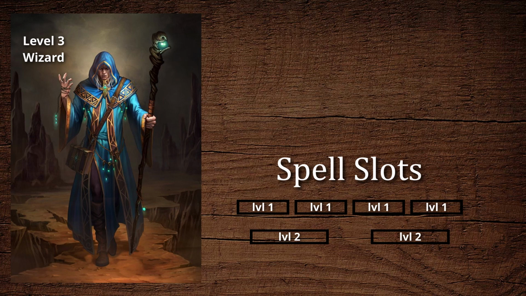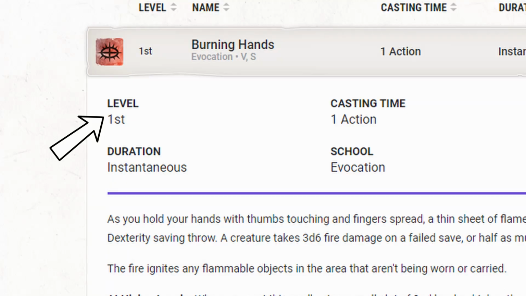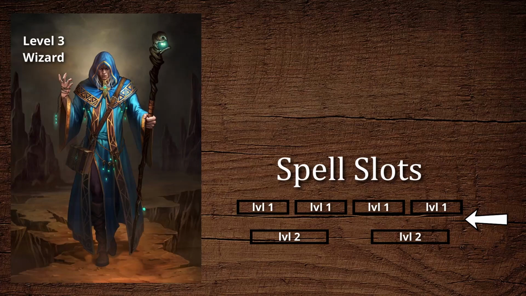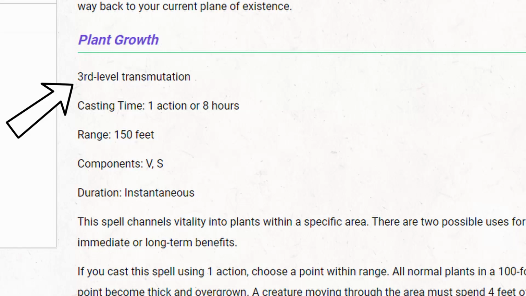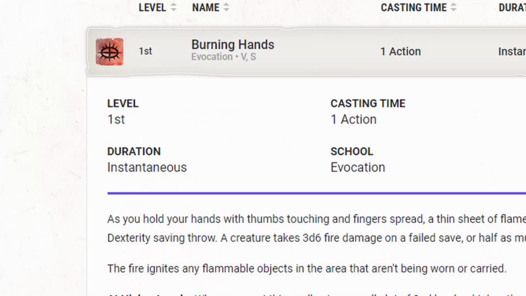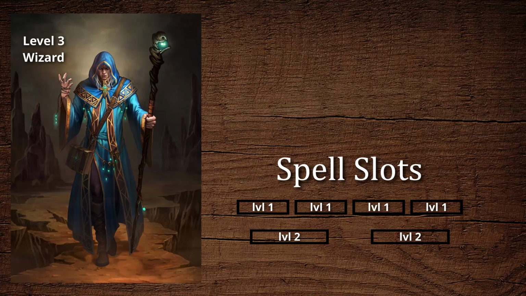Spell slots have levels like the spells they're used to cast. You can use higher level spell slots to cast lower level spells, but you can't use lower level spell slots to cast higher level spells. For example, the spell Burning Hands is a first level spell that does 3d6 fire damage. When you cast it, you have to use one of your spell slots.